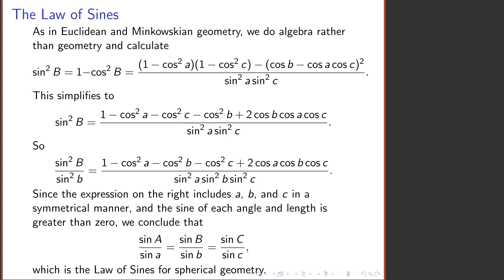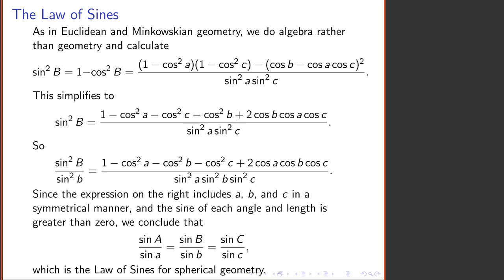I multiply it all out. And here it is. And this is looking pretty good, except A and C are showing up in the denominator. But where is B? No problem. I'll divide by it. And when I do that, what do you know? The numerator involves A, B, and C in a thoroughly symmetrical way.